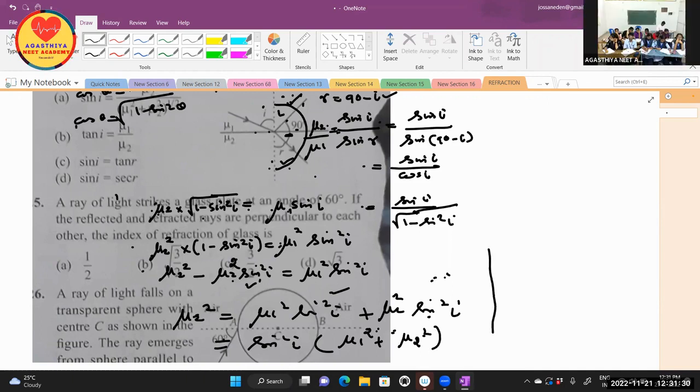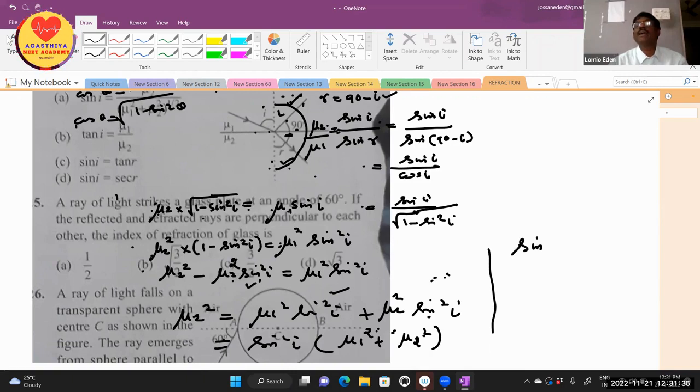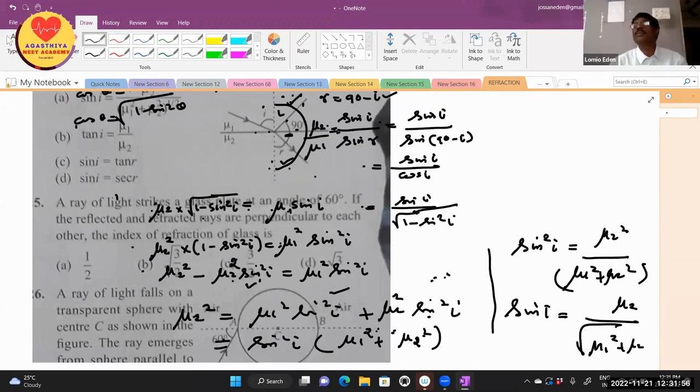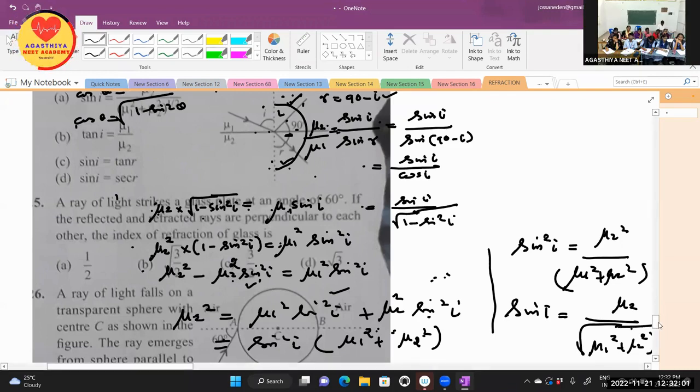Now the question is to find out the sin I. Sin squared I is therefore mu2 squared divided by mu1 squared plus mu2 squared. Now sin I is equal to, taking the root, mu2 divided by root of mu1 squared plus mu2 squared. That's all. Understand, students? Yes. Kindly take down this.